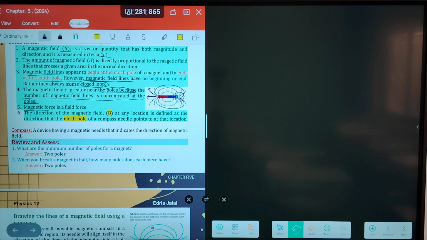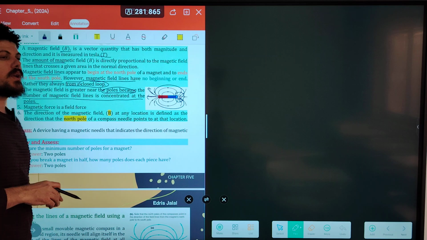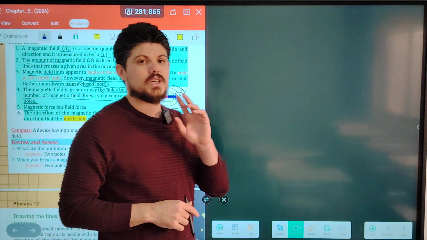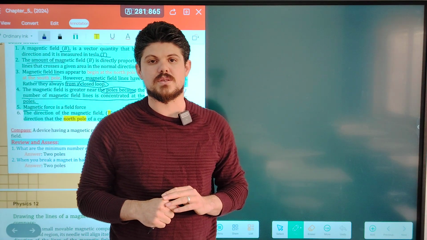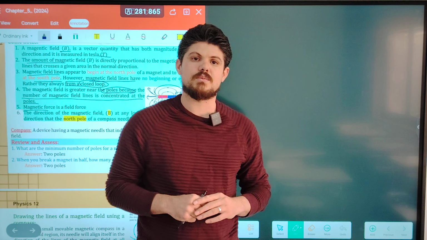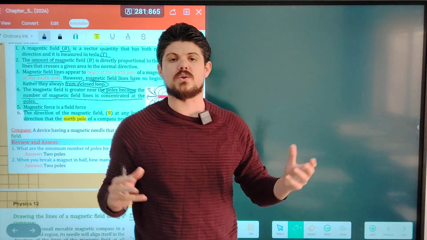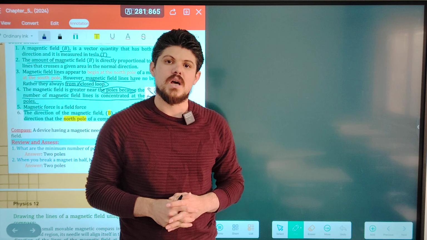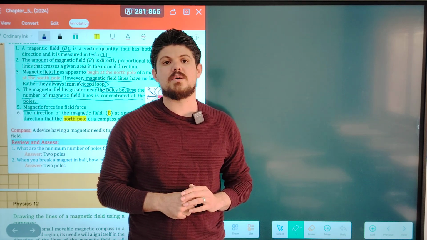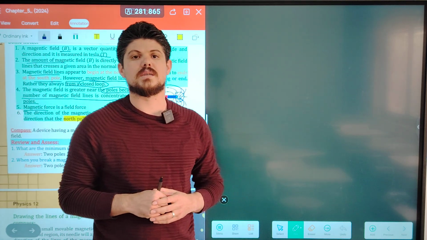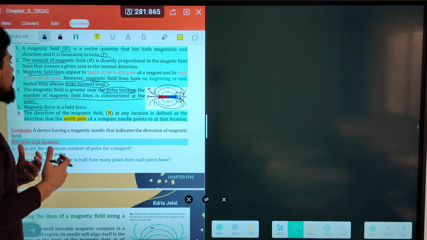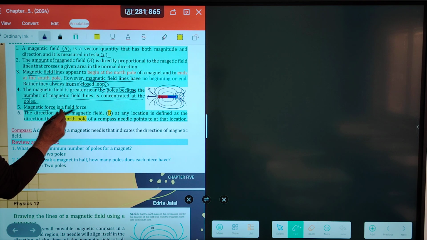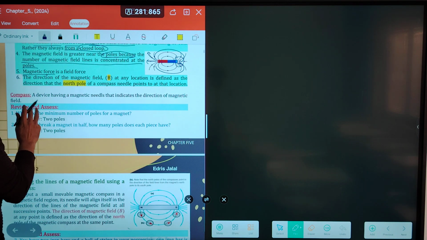Magnetic force is a field force. If you remember, in grade 11, chapter 3, section 1, we studied force. We have two different types of force, contact force and non-contact force. The non-contact force is sometimes called the field force, a force acting on an object without physical contact. So the magnetic force is a field force without physical contact.